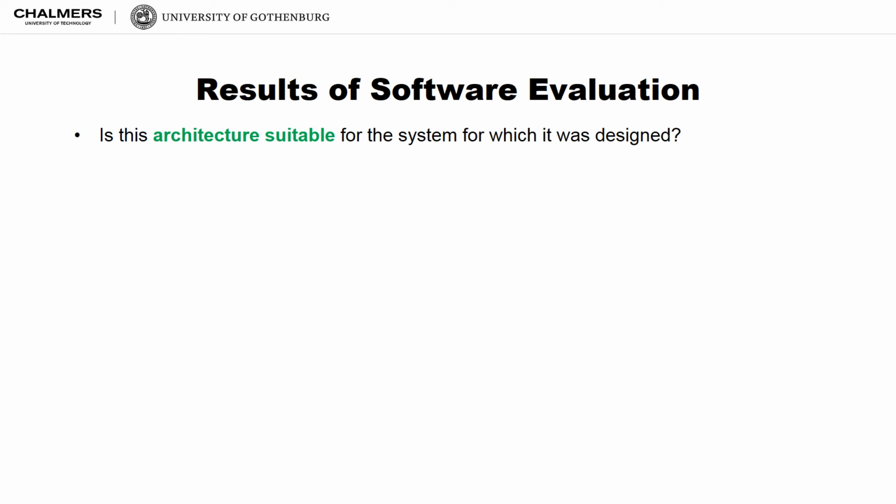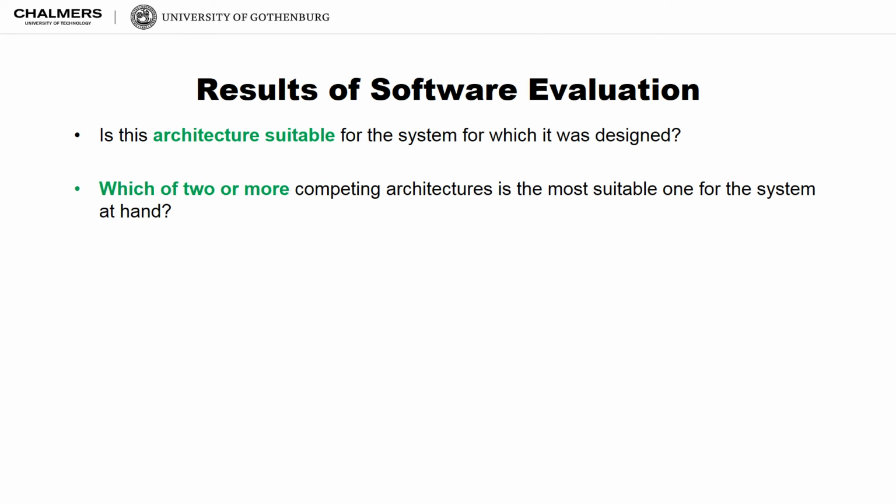As we said earlier, the main goal of the evaluation exercise is to find out and measure the suitability of the architecture at hand for the system to be developed. However, a common evaluation case takes place when the architect is asked to choose between two or more competing architectures. This is often the case where the architectural solutions are proposed by external consultants.